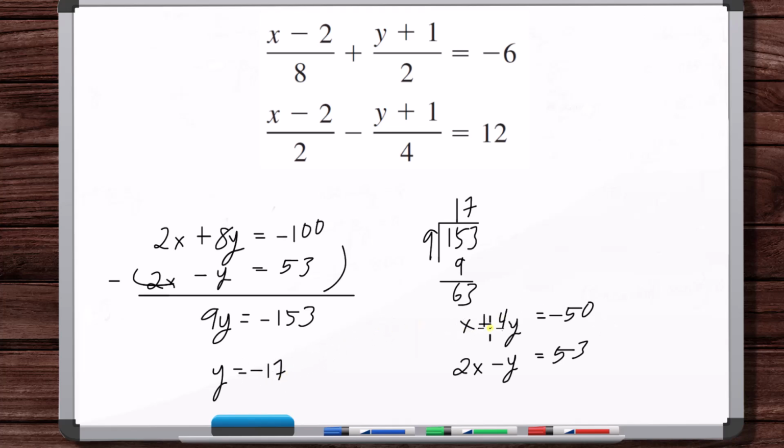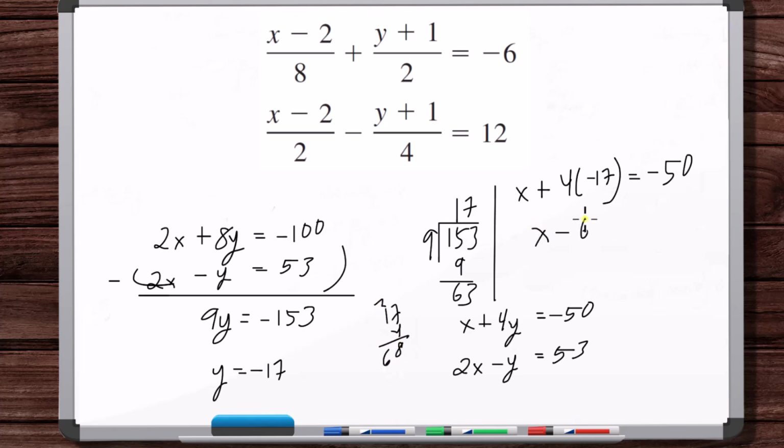So now let's plug y is equal to minus 17 into this second equation. So x plus 4 times minus 17 is equal to minus 50. Okay, 17 times 4. Okay, x minus 68 is equal to minus 50. X is equal to minus 50 plus 68 is 18. So 18, minus 17.